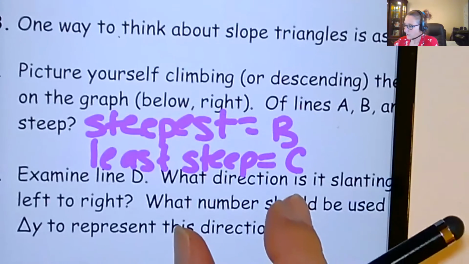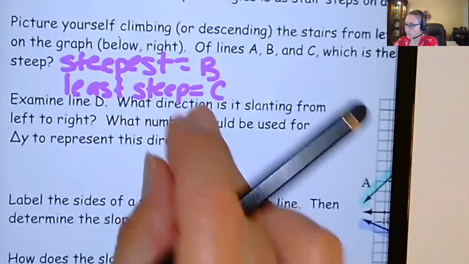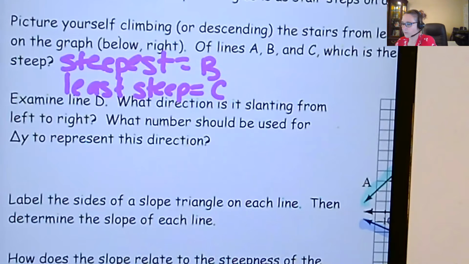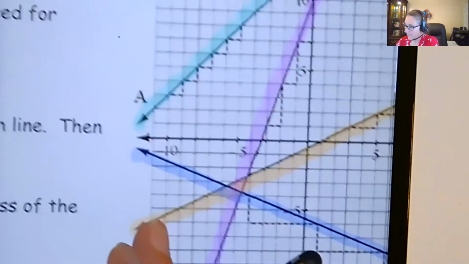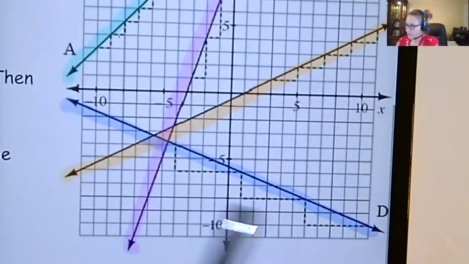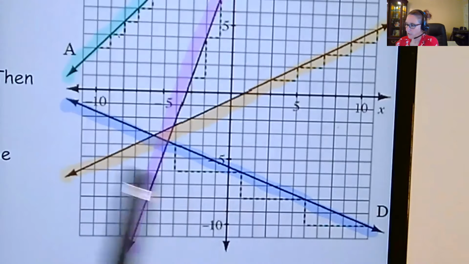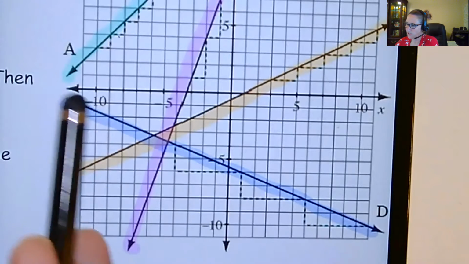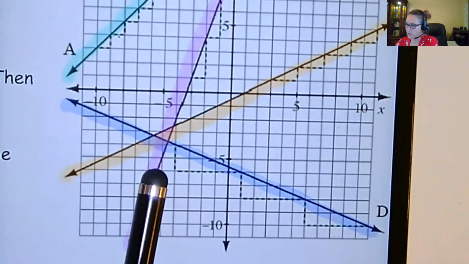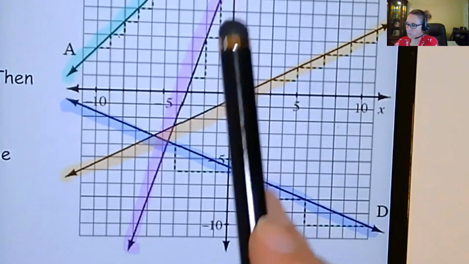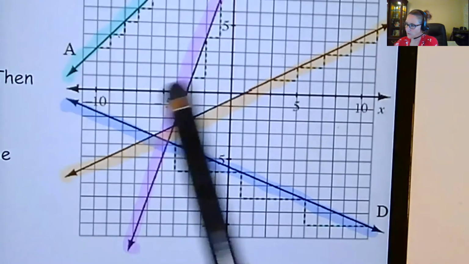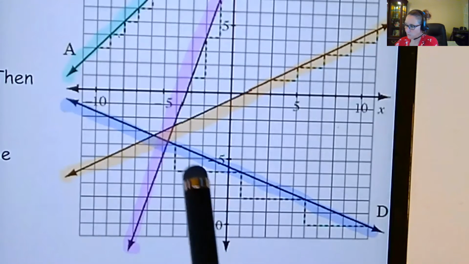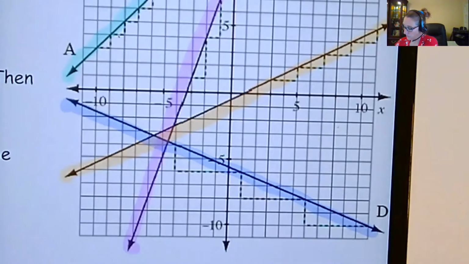Now, looking at the next one, it says examine line D. What direction is it slanting from left to right? What number should be used for the change of y to represent the direction? As we're looking at D, going from left to right, you can see that we're going downhill or downward. So this is decreasing. The other three graphs from left to right are going upward, increasing. This one we are going down, we're decreasing.